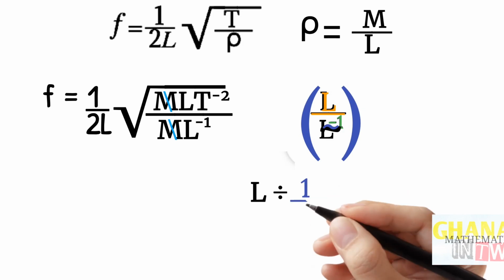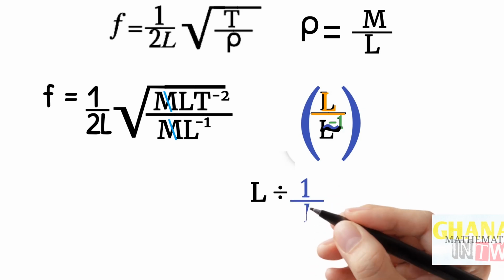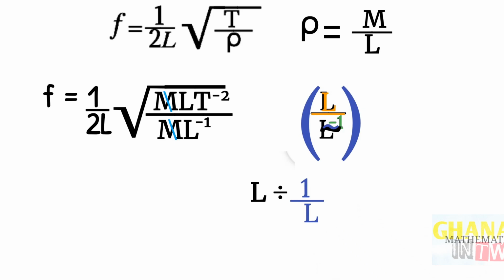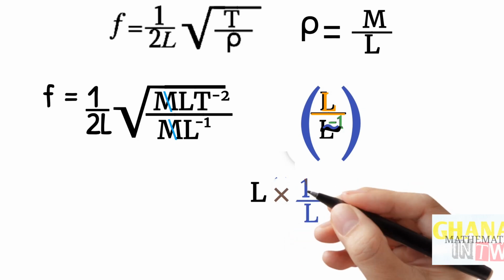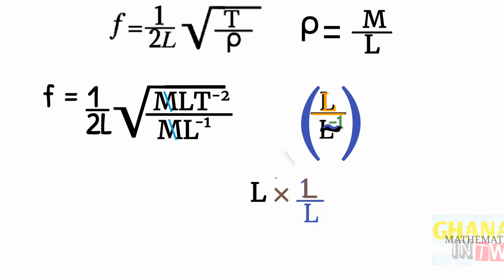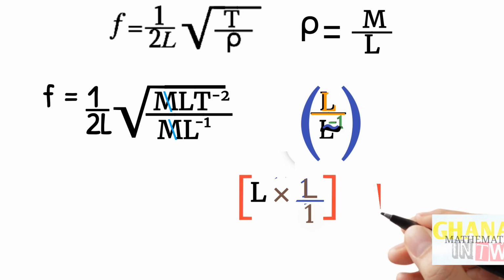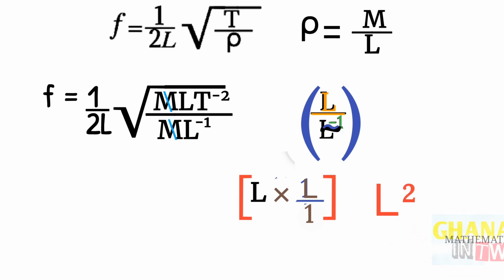So it is 1 over L. We can write it this way because L has the power of 1. So L raised to the power 1 is the same as L. And the negative exponent is the division. So 1 over L. Now we've changed the division sign to multiplication. Therefore, L will go up and 1 will come down. Now we have L times L over 1. L times L over 1 is the same as L times L. And L times L is L squared.